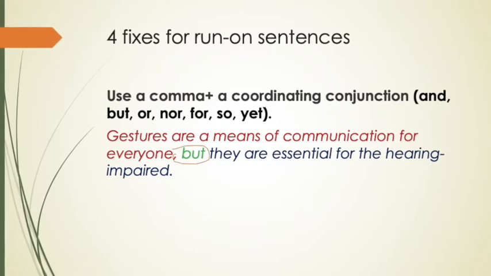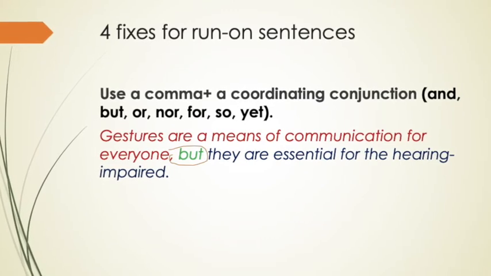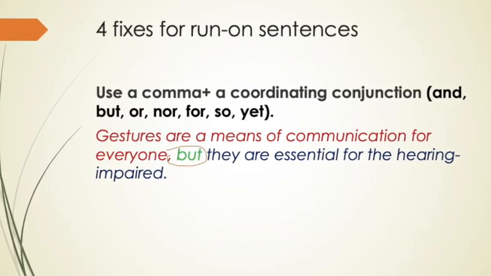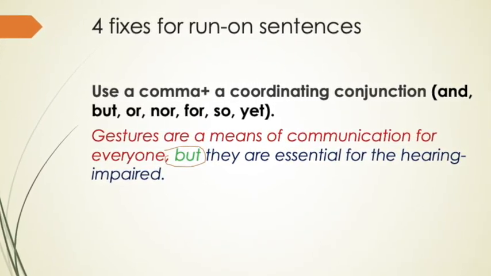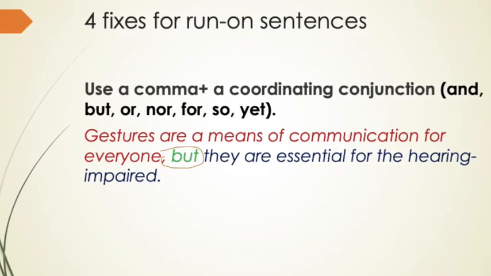How to fix a run-on sentence? Number 1, we can use a comma plus a coordinating conjunction. For example, gestures are a means of communication for everyone, but they are essential for the hearing impaired.